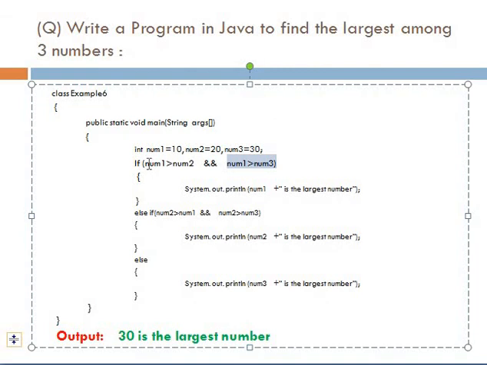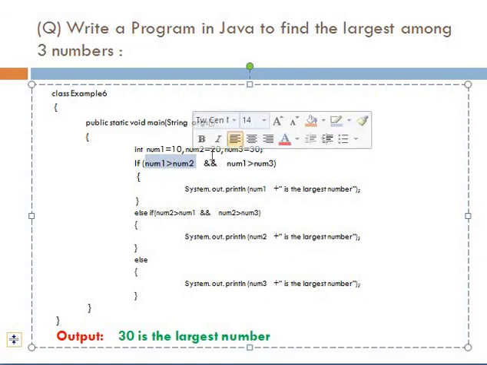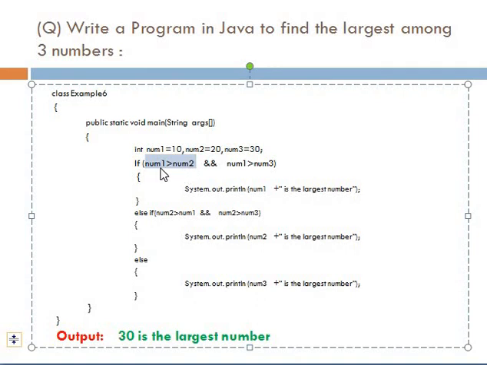Now the first relational expression checks whether num1 is greater than num2 or not. So let's find it out. The value of num1 is 10 and the value of num2 is 20. So is 10 greater than 20? No, 10 is not greater than 20. So this test condition in the if clause holds false, and as the test condition holds false, the statement inside the body of this if clause shall not get executed, and the control will move to the else if clause. And then in the else if clause, it is now going to check the test condition, which is num2 greater than num1 and num2 greater than num3.